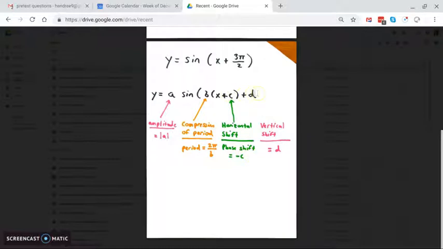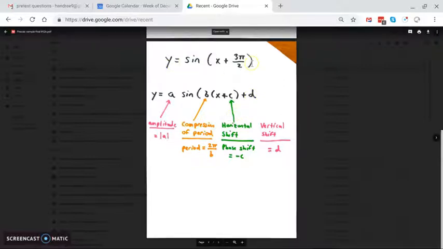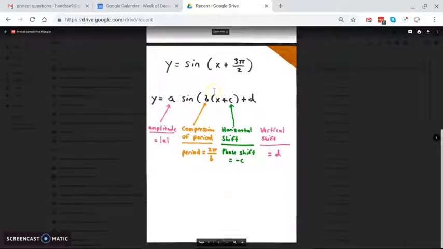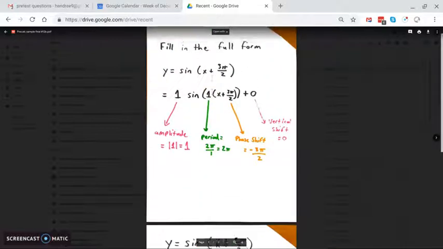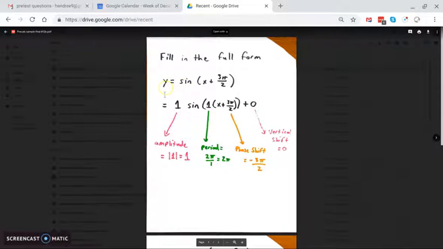Also this number out here on the end, the d, it just ends up being the vertical shift. So if it's positive 3, it'll shift it 3 places up on the graph, and if it's negative, it'll shift it 3 places down. Okay, so we're really just going to take this sine function that we're given in the problem and rewrite it in this form. Okay, so I mean, this is a little overkill. You don't necessarily have to do this step, but I just wanted to show you that it could be written in that kind of full form.